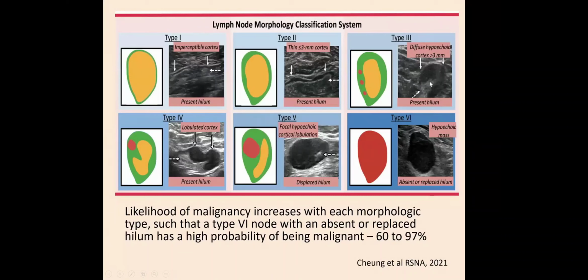So this can be seen also in reactive lymph nodes, and the hilum is intact. So actually, this is indeterminate, but most of the time, this is benign, and rarely it can be malignant. In the type 4, due to deposition of tumor cells, as you know, the tumor gets deposited from the subcapsular region first. There will be bumpiness or lobulation of the cortex. It will also indent into your hilum, but your hilum is still intact.